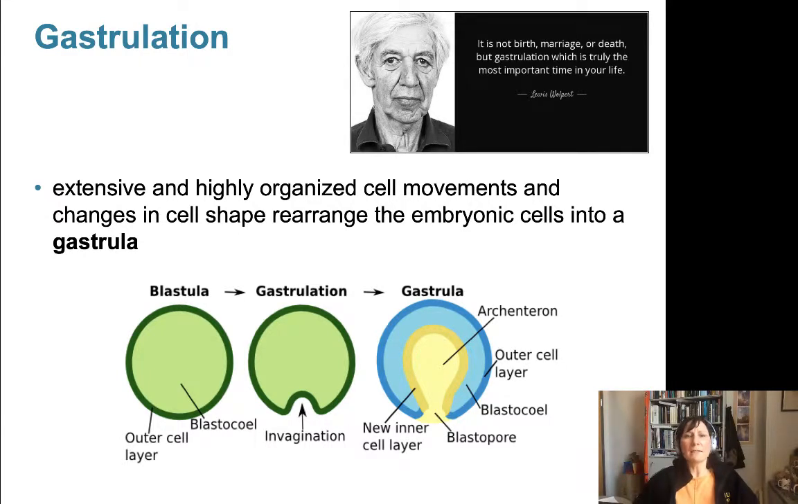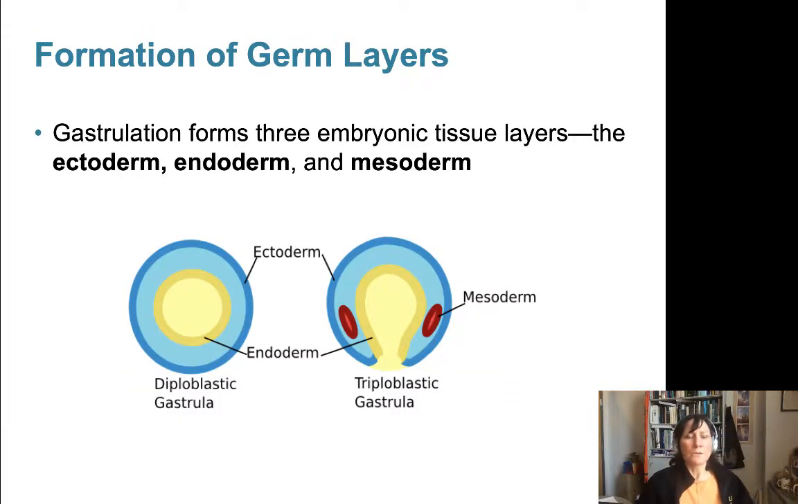So here we define this process. You have extensive and highly organized cell movements and changes in cell shape that rearrange the embryonic cells, or they're still stem cells at this point, and they're going to then rearrange into the gastrula.